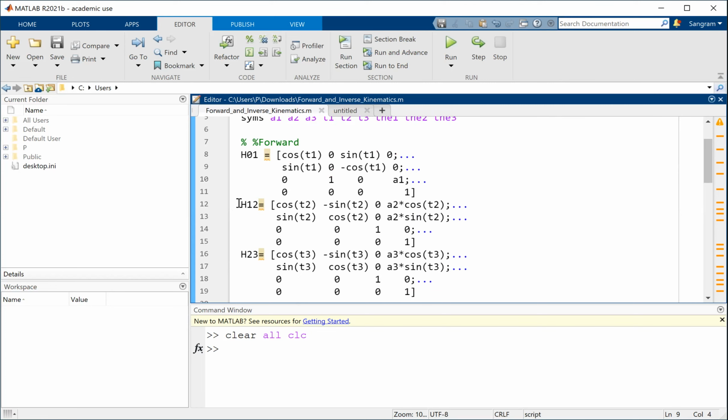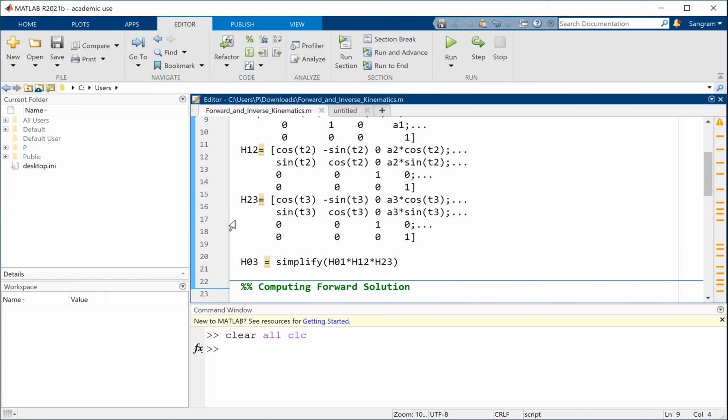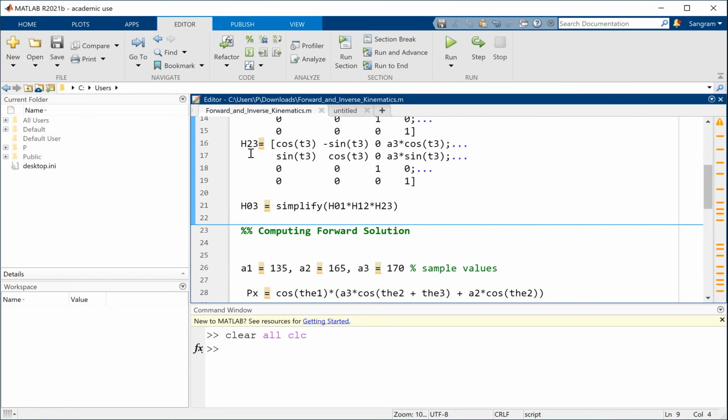Then 1H2 is cosine theta 2, sine theta 2, minus sine theta 2, A2 cosine theta 2, sine theta 2, cosine theta 2, 0, A2 sine theta 2. Do you agree this is the same? Okay, good. H23, do you see that is the same thing? And if you are too lazy to copy this down, this entire solution is also uploaded on Canvas. Please download that so you don't have to.